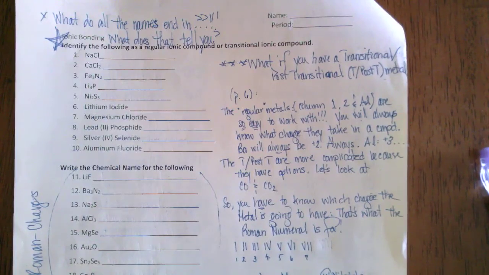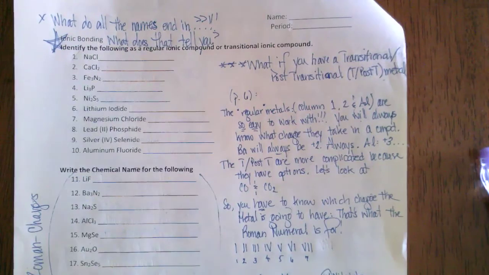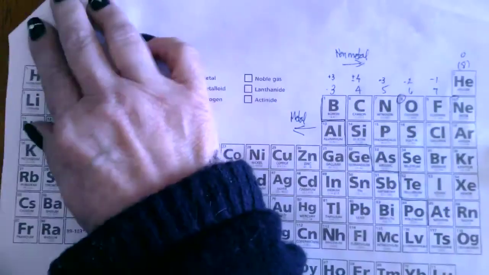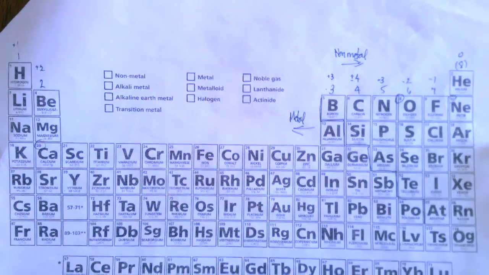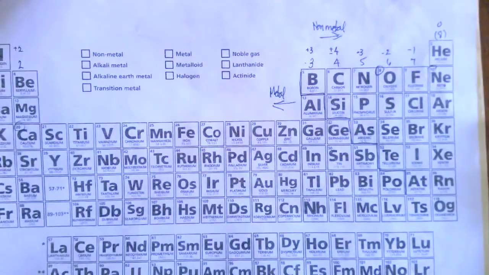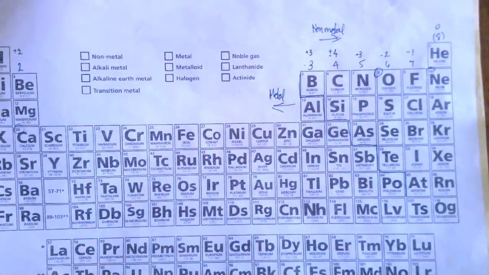We've already made a big deal about the regular metals, the column 1, the column 2, or aluminum. Those are considered regular metals. Everything else is considered a transitional or a post-transitional metal. Now on the periodic table, and if you want to use the periodic table we've been using all along, that would be on page 5. I want to identify what we're talking about when we're referencing the transitional metals and the post-transitional metals.